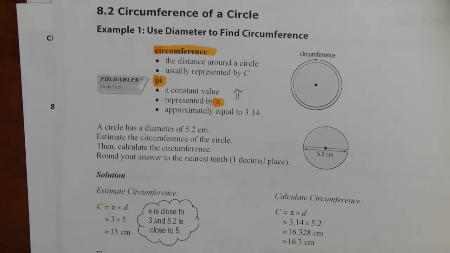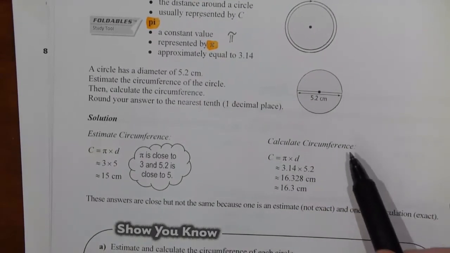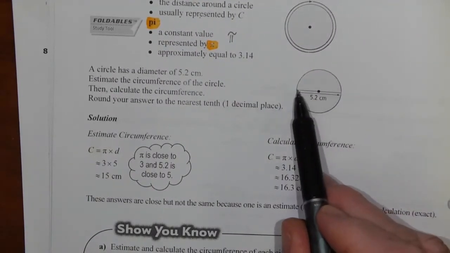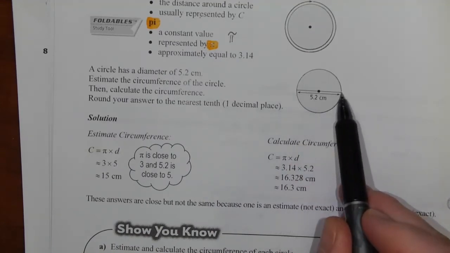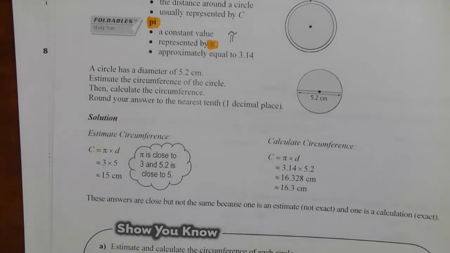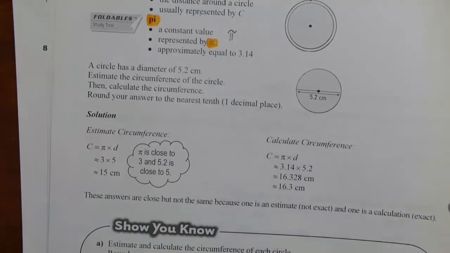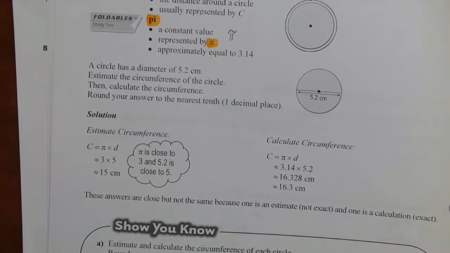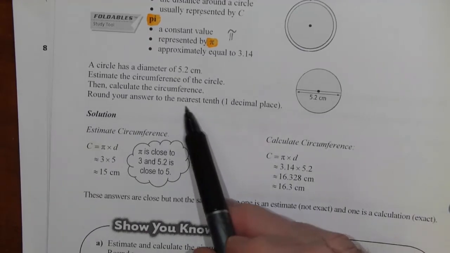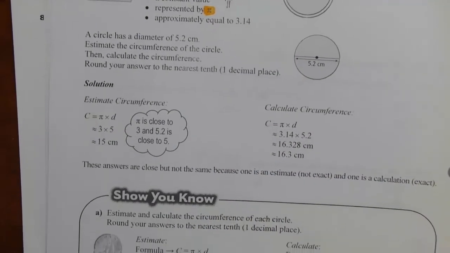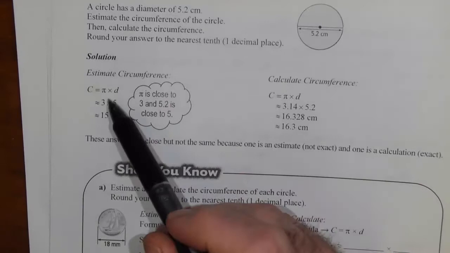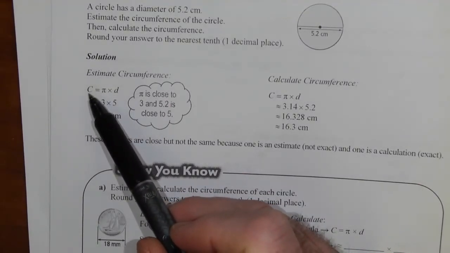So we've got an example here, and we've got this circle, and it has a diameter of 5.2 centimeters. So from the outside right through the middle all the way to the other side is 5.2 centimeters. We're being asked to estimate the circumference of the circle. So find out what the distance is all the way around this circle when all we know is the diameter. And then we're going to calculate it as well. So we're going to estimate first, then calculate, and we're going to round our answer to 1 decimal place or to the nearest tenth.